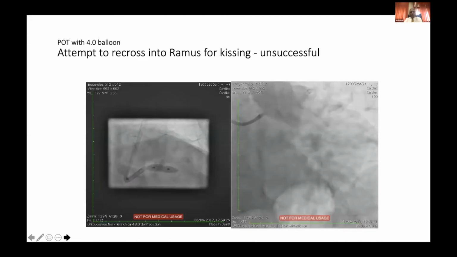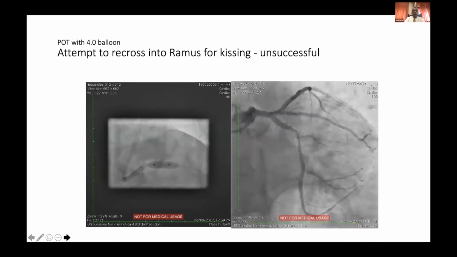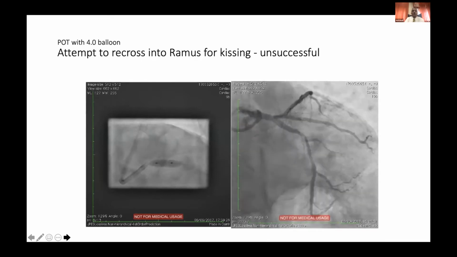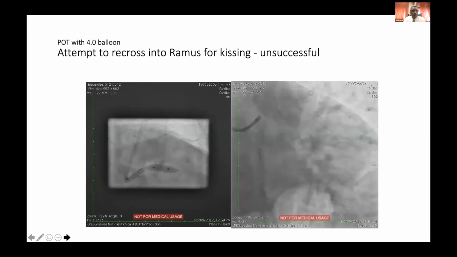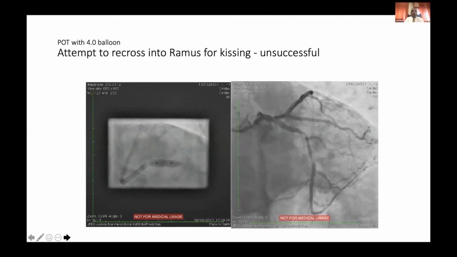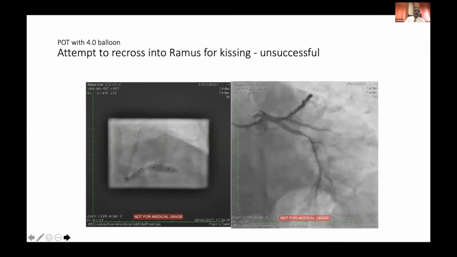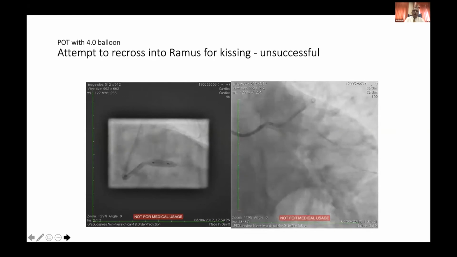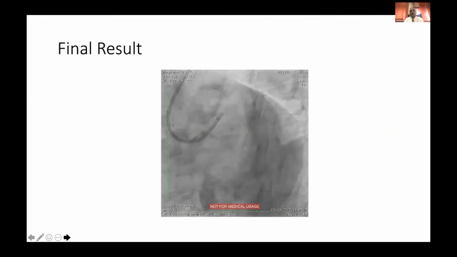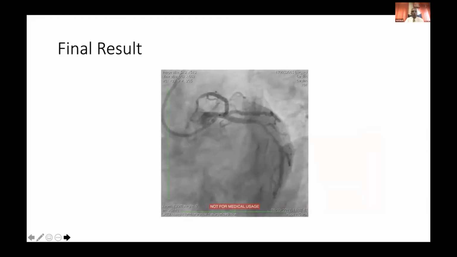Now, despite a POT with a 4 millimeter balloon and adequately expanding the left main, we could not recross into the ramus. Now, this should have rung a bell in our minds, but we realized that a lot of time had already elapsed. The patient was a little uncomfortable because of a fair amount of effort being spent in rewiring. So we actually accepted this final result. It all appeared to be flowing very well. And we said, all right, we will keep this patient on follow-up.